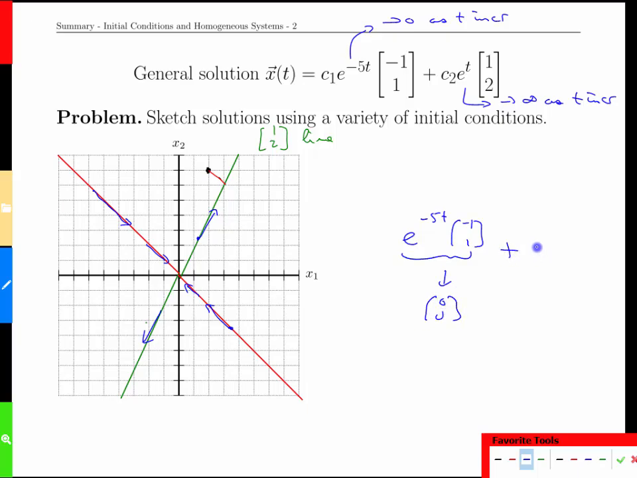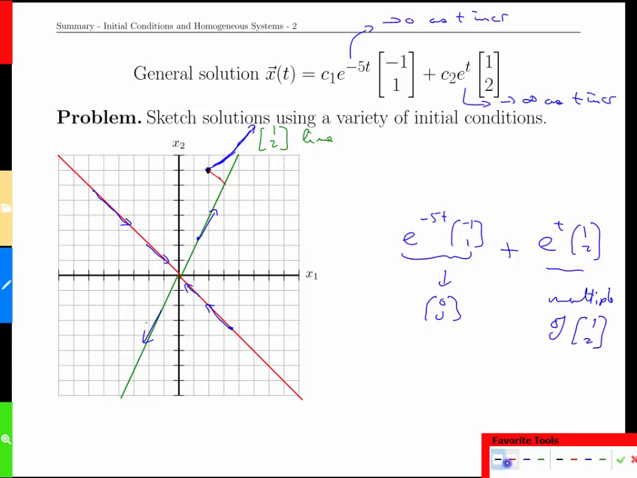And we're going to add it to something else, which is going to be some multiple of 1, 2. And think of limits and things like that. We're adding a very, very small value in this direction to something that's going to be out in the 1, 2 direction. Well, what would that look like? We would get a curve like so, where we're shrinking in the negative 1, 1, the red eigenvalue direction, and expanding outwards in the green direction.